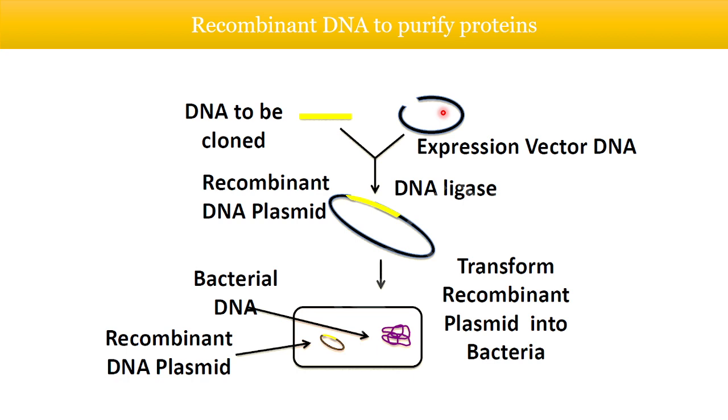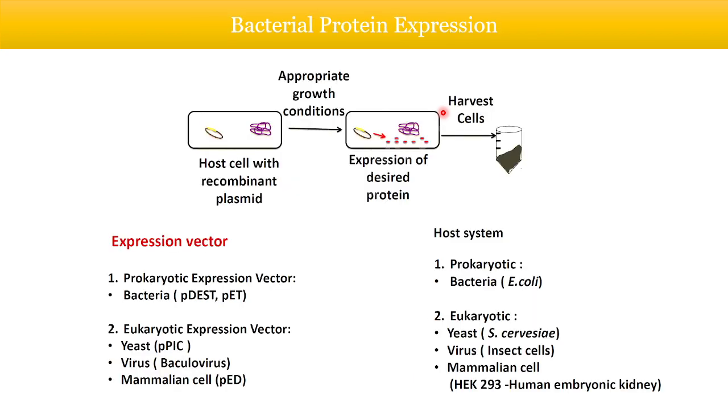So this is how you can clone or transform your recombinant plasmid, or your engineered plasmid, inside the bacterial cell and get your protein of interest. Now there are different bacterial protein expression systems, like the PET vector, the P dest vector, the PMOL vector, and the PJEX vector. So there are different kinds of expression vectors.